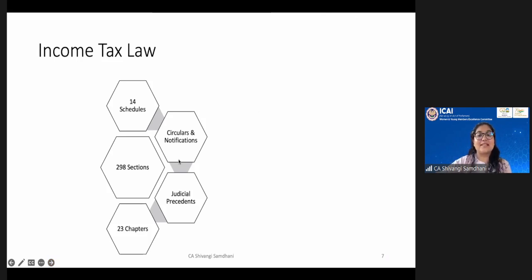It has 298 sections, 23 chapters, 14 schedules. And trust me, friends, the sections and chapters are actually more than what I have written, because the numbering in income tax takes place like 10, 10A, 10IA. So the last section available on the statute is 298, but the sections are more than that. Likewise, chapters also. We have chapter 6, then chapter 6A. So it is a huge, vast subject which one needs to understand. Accordingly, one can practice income tax.